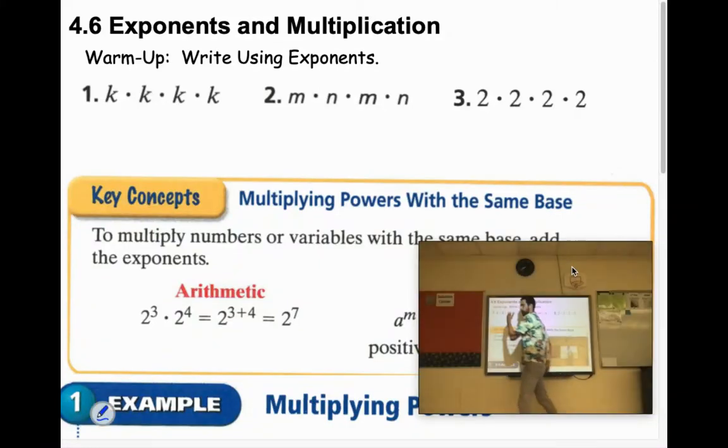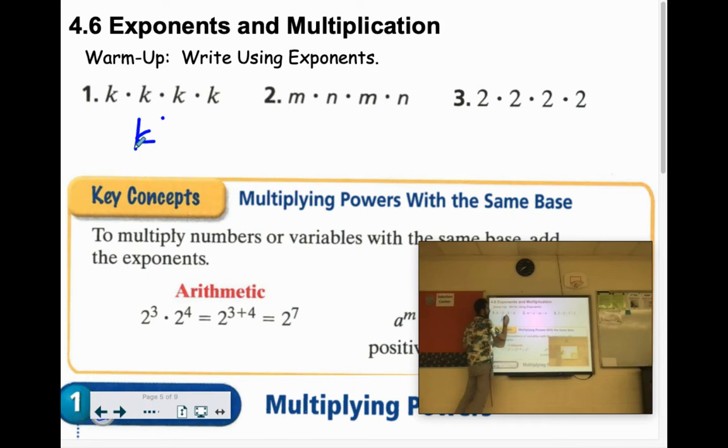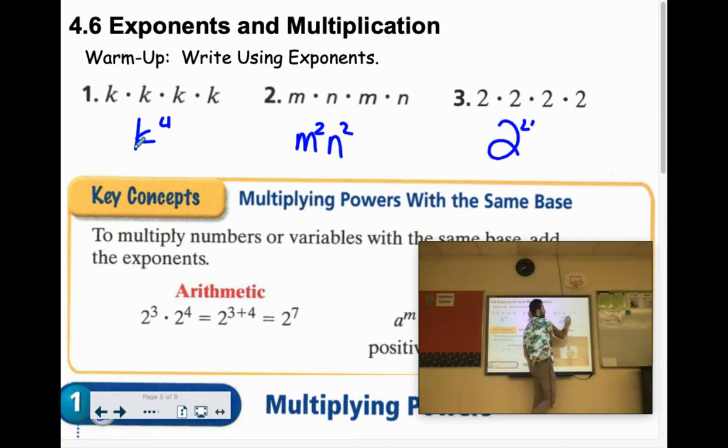Each one using exponents. K times K times K times K, there's 4 of them there, so that would be K to the 4th. M times M times N. Well, if we put them in alphabetical order, the M would go first. There's 2 of them, so M squared, N squared. And here we have 2 to the 4th power.